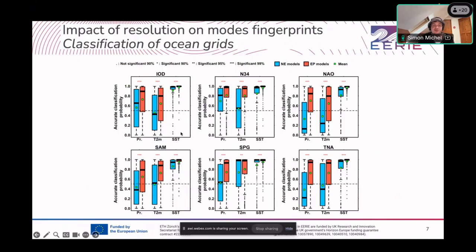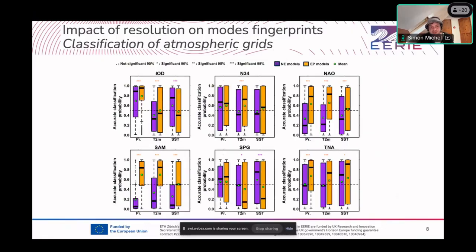For SSTs, it's of course always true, but this is expected. But this is kind of significant across the modes and also across the different variables. What this means is that in the training sample, you have eddying models that are producing fingerprints that are similar enough to each other to be easily detectable by the CNN. So it means that they are converging into more similar climate fingerprints, climate impacts of the modes. This is what this means.